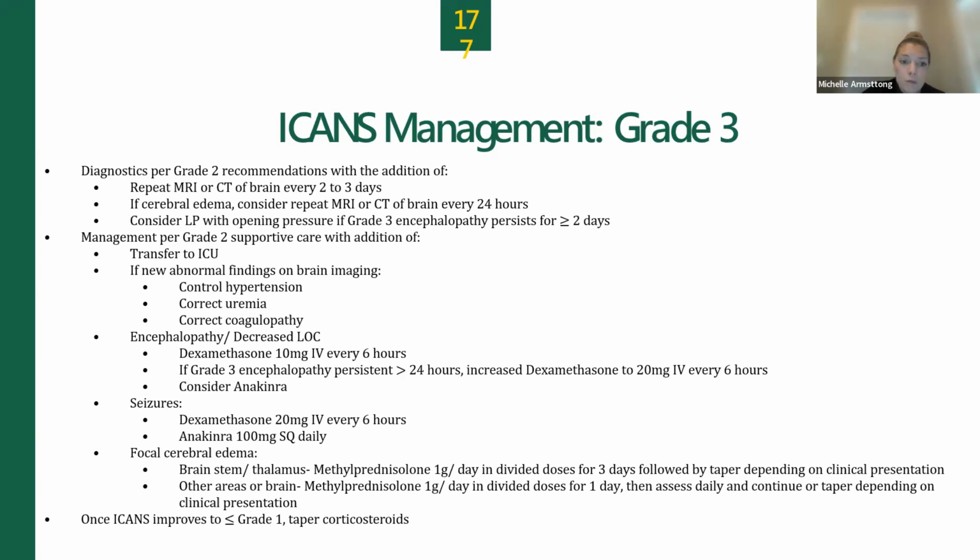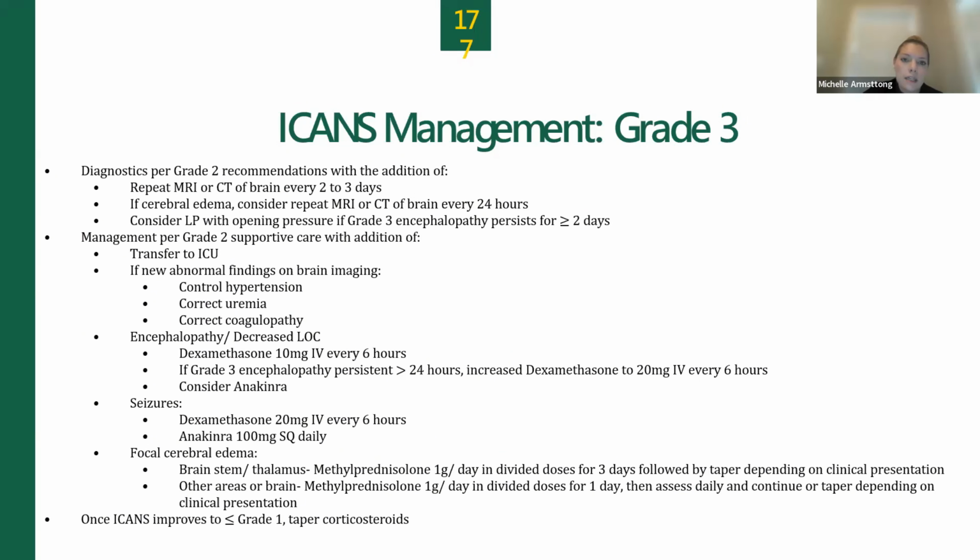If they have any abnormal brain findings, you're going to want to control their blood pressure, correct any uremia, and be sure that all of their coagulopathy studies are corrected well. If there's any encephalopathy or decreased level of consciousness, do schedule the dexamethasone 10 milligrams every 6 hours. So this is an escalation from grade 2 from every 12 hours to every 6 hours. And if they have any grade 3 encephalopathy that's persistent for greater than 24 hours, increase to 20 milligrams every 6 hours.